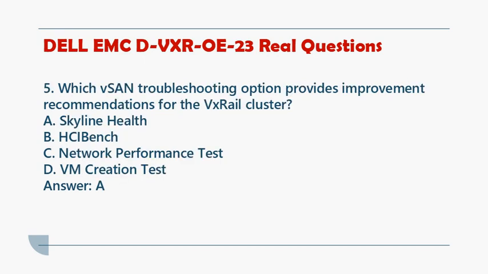5. Which vSAN troubleshooting option provides improvement recommendations for the VxRail cluster? A. Skyline Health, B. HCI Bench, C. Network Performance Test, D. VM Creation Test. Answer: A.